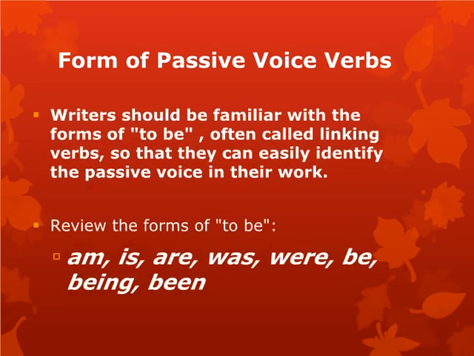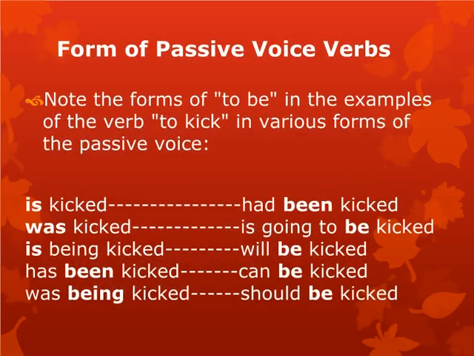Writers should be familiar with the forms of to be, often called linking verbs, so that they can easily identify the passive voice in their work. Review the forms of to be: am, is, are, was, were, be, being, been. Note the forms of to be in the examples of the verb to kick in various forms of the passive voice. Is kicked, had been kicked, was kicked, is going to be kicked, is being kicked, will be kicked, has been kicked, can be kicked, was being kicked, should be kicked.